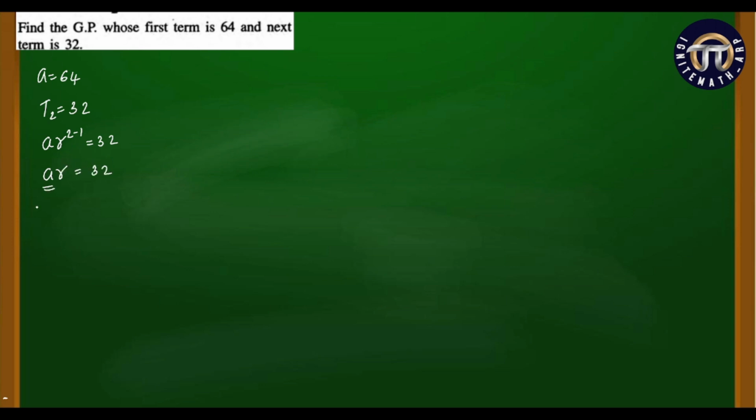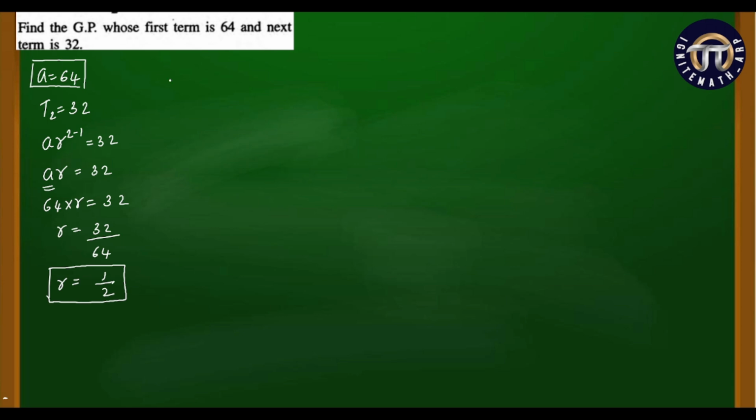So we know what is A. So 64 into R is equal to 32. So I can write R is equal to 32 by 64. Therefore, R is equal to 1 by 2. This is the common ratio. And I know the first term of the GP. What you're asked to find out? You're asked to find out the GP.